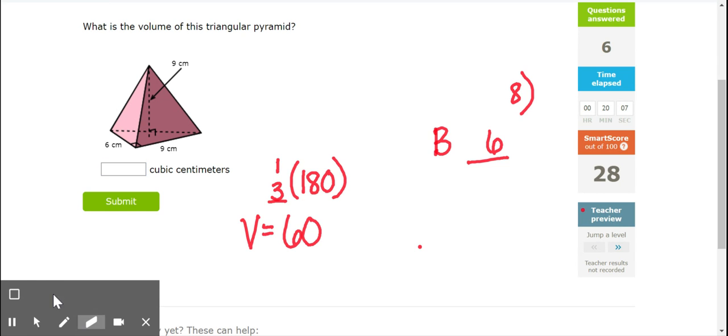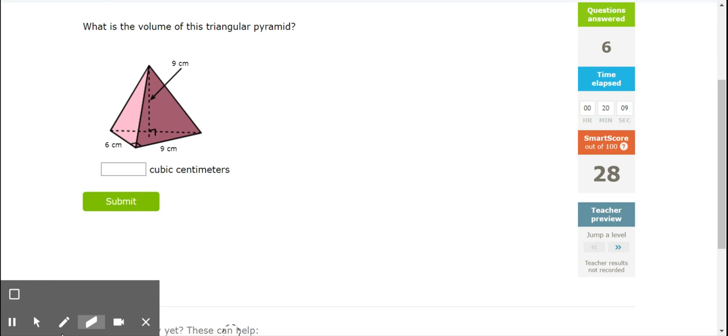Clear. Looks like I have another pyramid. First thing I need to do is write down the formula of a pyramid. We should have that down pat by now. Volume equals 1/3 times capital B times H.